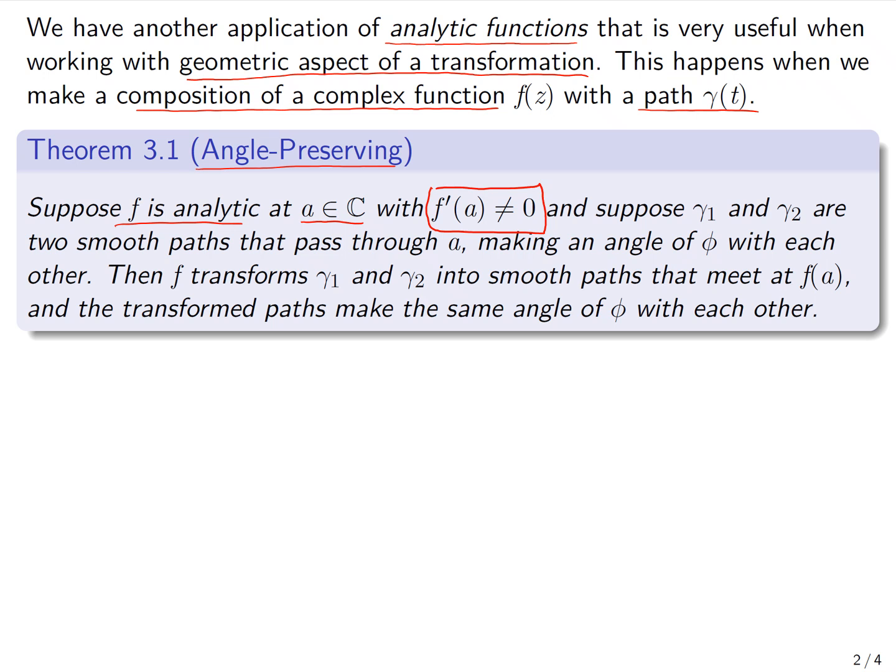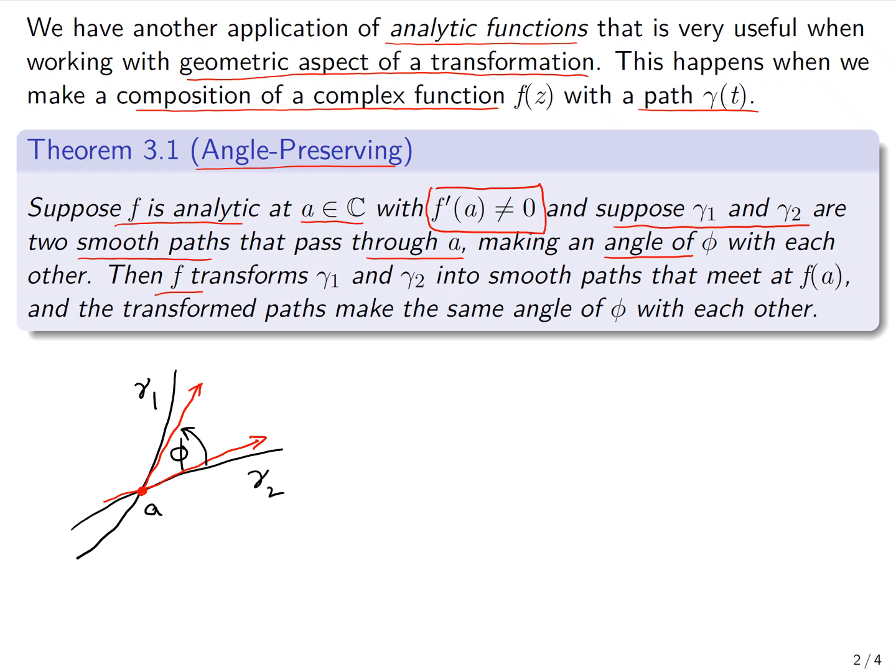And suppose we have two smooth paths, gamma 1 and gamma 2, that pass through a point A. So what we have is this: gamma 1 is one path, and this is gamma 2, another path. Those two pass through point A, and you can see that there's an angle between the two paths. Let's call it phi, the angle between the two.